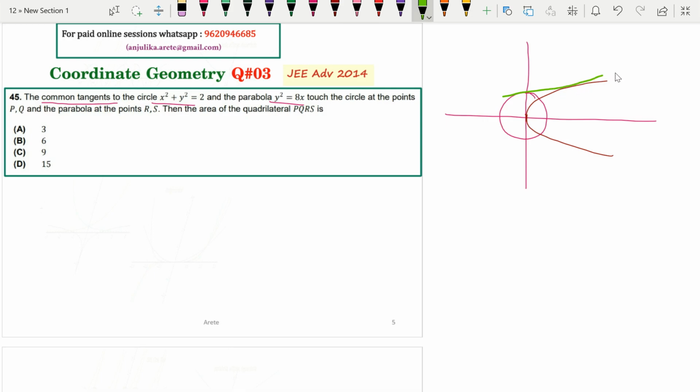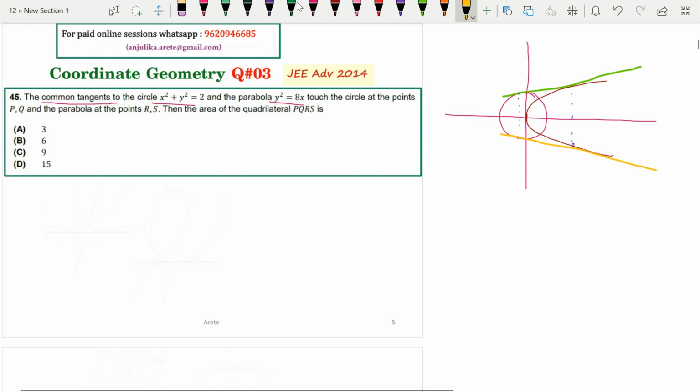So yeah, this is one of my common tangents. Symmetrically, you have to draw the other one. If it is touching here, the other one should touch the circle here and the parabola here. So let's keep that in mind and try drawing the other tangent. So this kind of tangent.